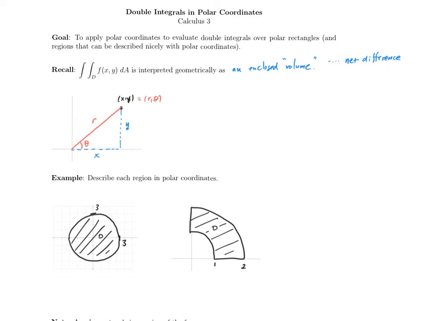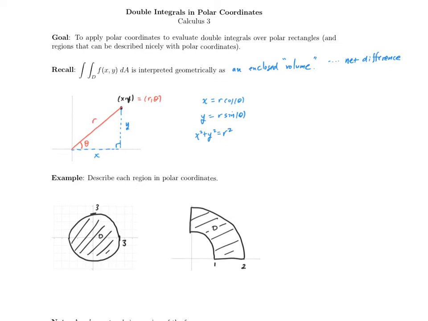And a few reminders. The typical formulas associated with polar coordinates, which we can get directly from the right triangle that we have drawn, are that x is equal to r cosine theta, y is equal to r sine theta, and x squared plus y squared is r squared.